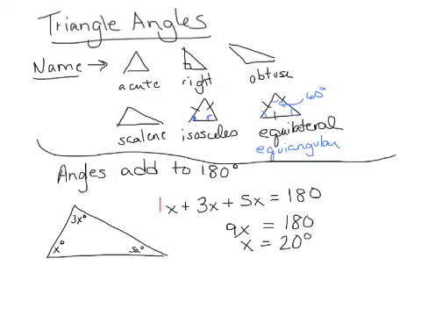What that means going back is this angle here will be 20 degrees. The top angle of 3x will be 3 times that 20, which is 60 degrees, and 5 times x, 5 times 20, will end up being 100 degrees. So just keep in mind that's basically the way angles work in triangles.